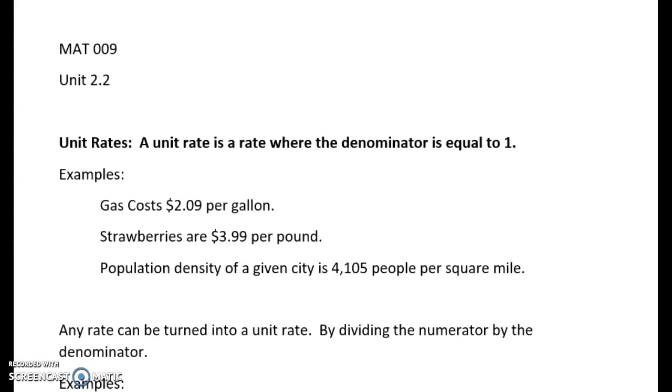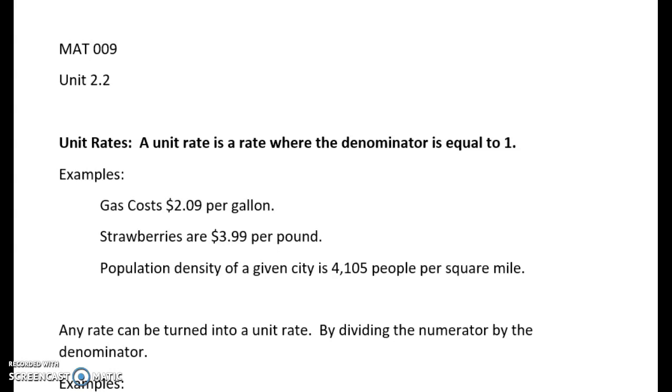Hi everyone, in this video I'm just going to talk about some of the important things from Unit 2.2 and give you some examples. So the important thing about this unit was talking about unit rates. We've talked about rates in other contexts throughout the semester so far. We've talked about it when we looked at water footprint. We talked about it when we looked at population density. So a unit rate is just a rate where the denominator is equal to 1.